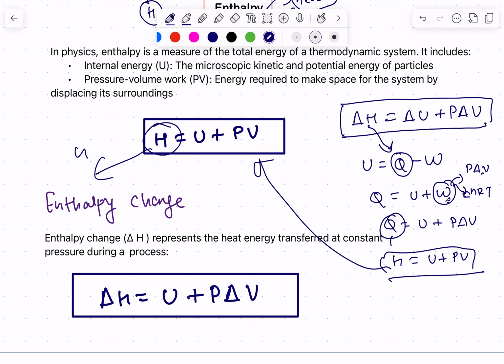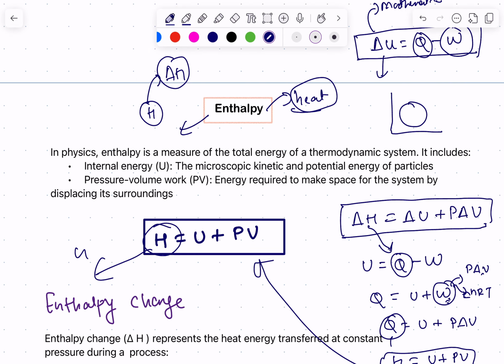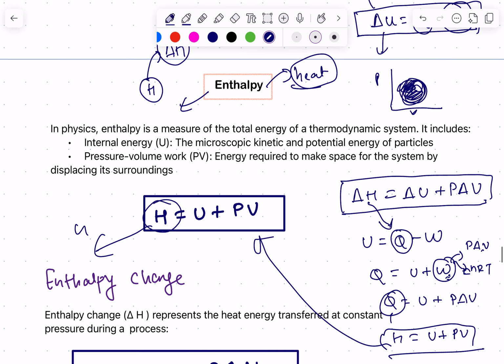So enthalpy is nothing but a measure of total energy in a thermodynamic system, and it includes your internal energy, including the microscopic kinetic and potential energy of particles. For example, they will be giving you substances, and they will be asking you to calculate the internal energy for this particular situation. Then we know what PV is, and yesterday we did a lot of questions on PV. We calculated the work done from the PV graph by the area. If you remember, yesterday we did some questions like this. There was a PV graph, and the area of this graph was simply your heat or work done.